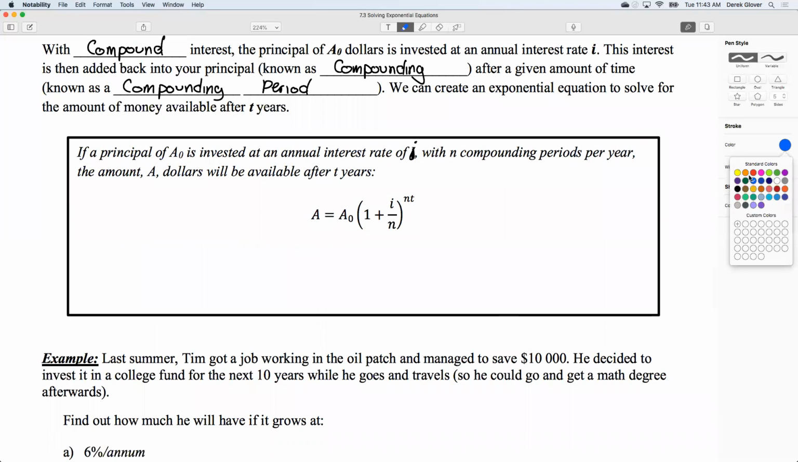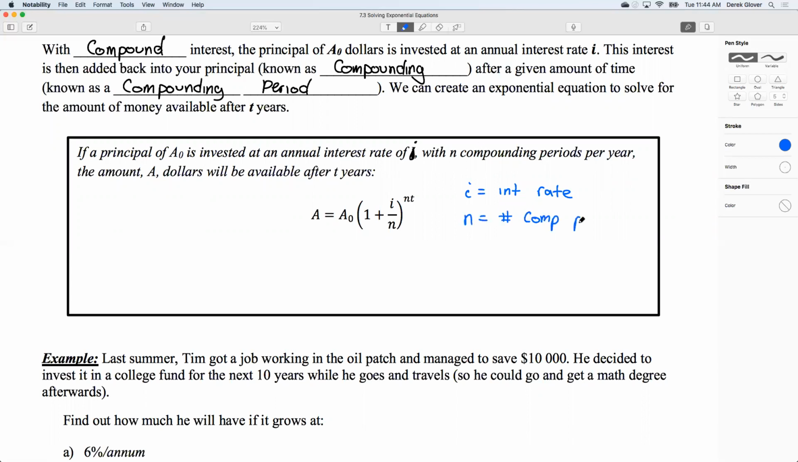So we can write it off to the side. In this equation, i equals interest rate. N is the compounding periods per year. And t is the number of years. And technically, A naught is your starting amount, or the amount invested.